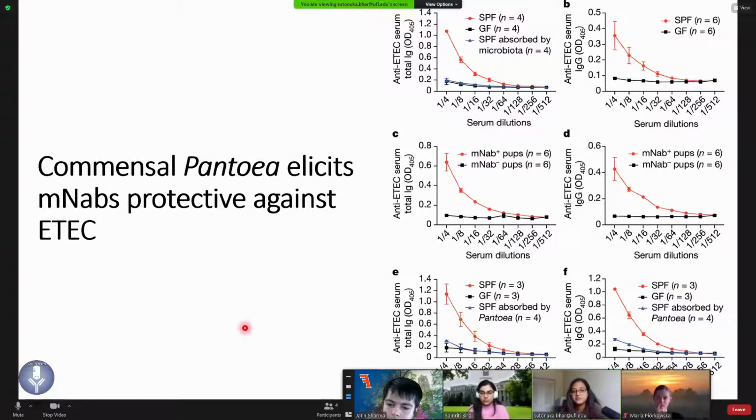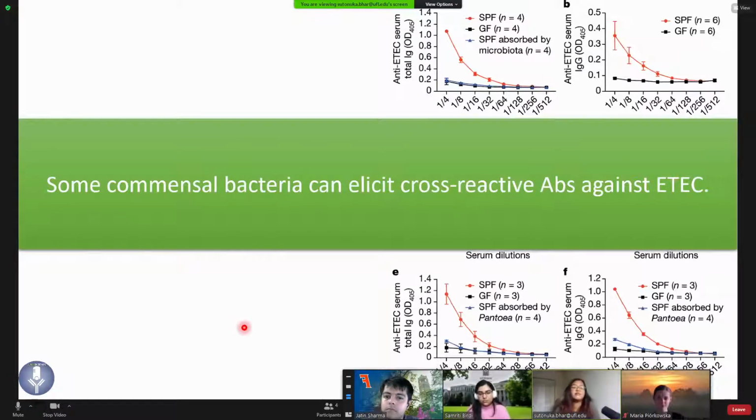Does that mean these are cross-reacting antibodies between that Pantoia and ETEC? All the antibodies which are being transferred from mother to pups or are there in the mUMT plus mothers are or can be associated with their microbiota, which seems dubious, but that's what's happening. So this Pantoia species is inducing all these antibodies. Probably that's why these antibodies are coming back to bind to it, right? That's what they are suggesting, yes. They are suggesting that there are some commensal bacteria which can elicit a cross-reactive antibody against ETEC.